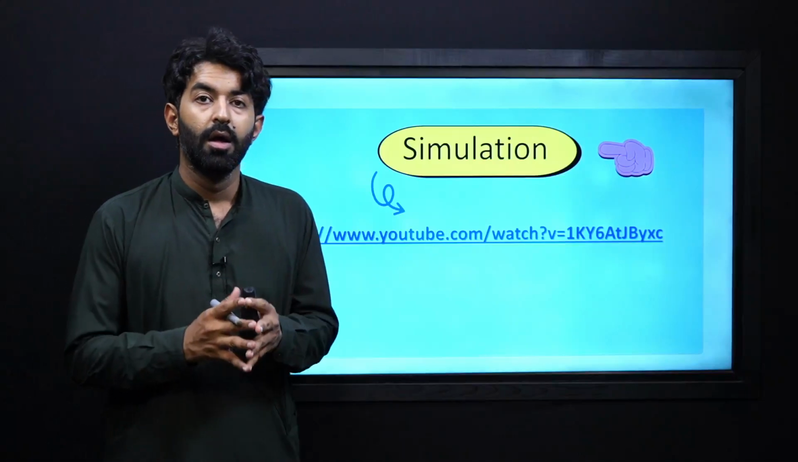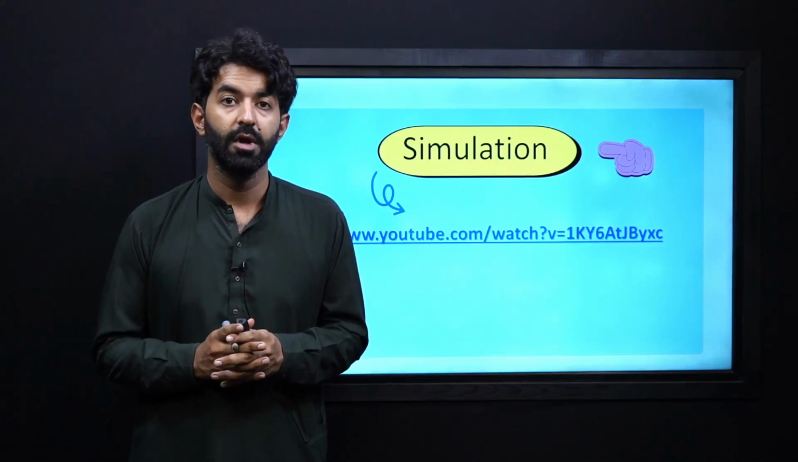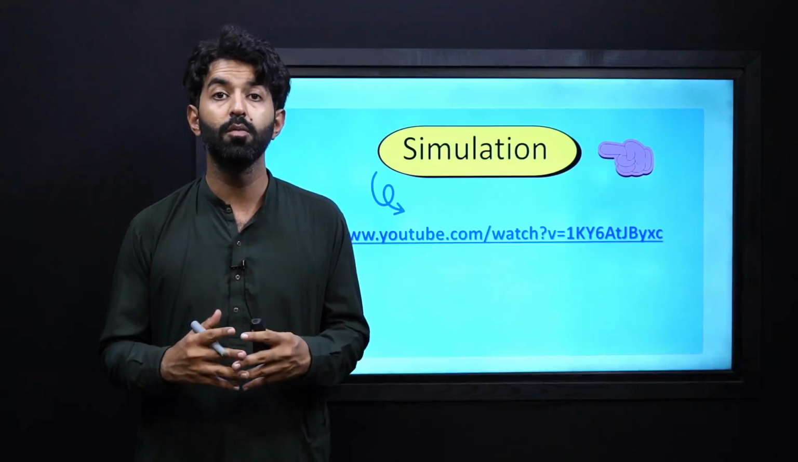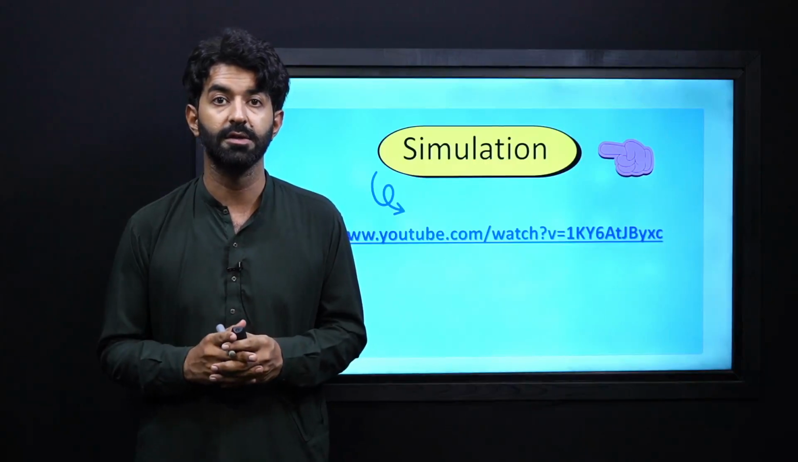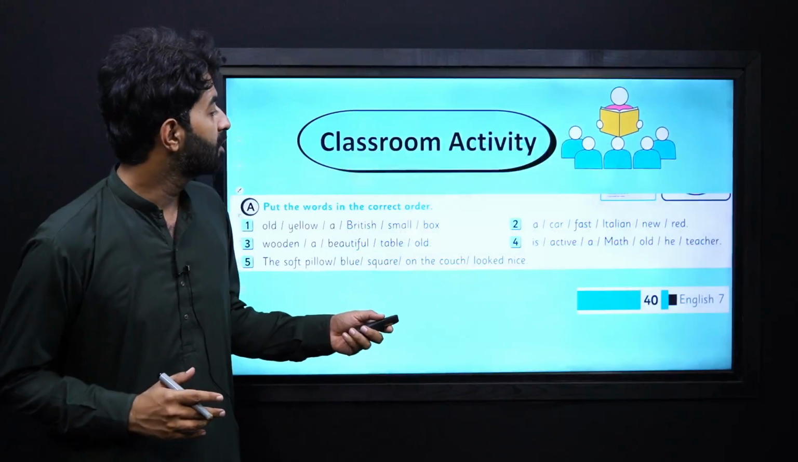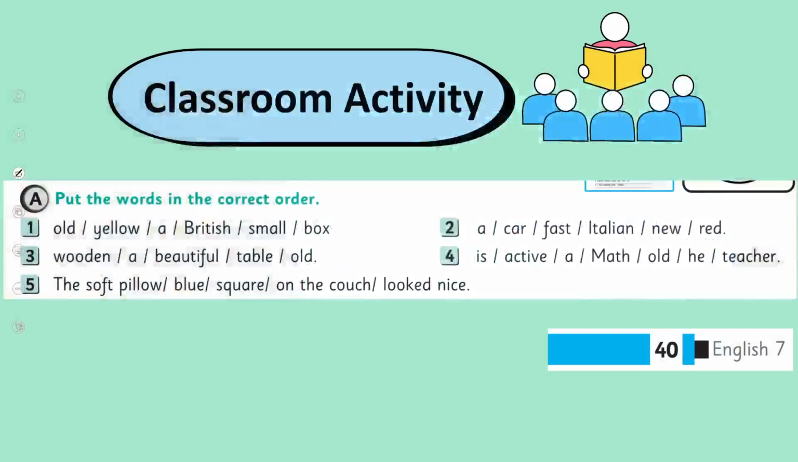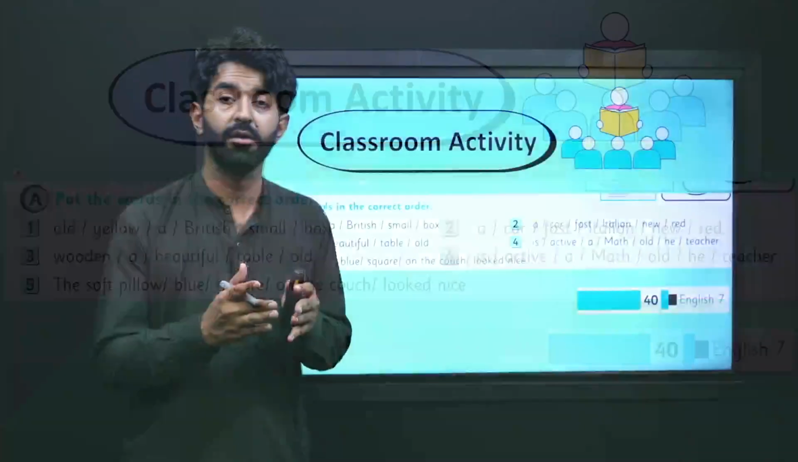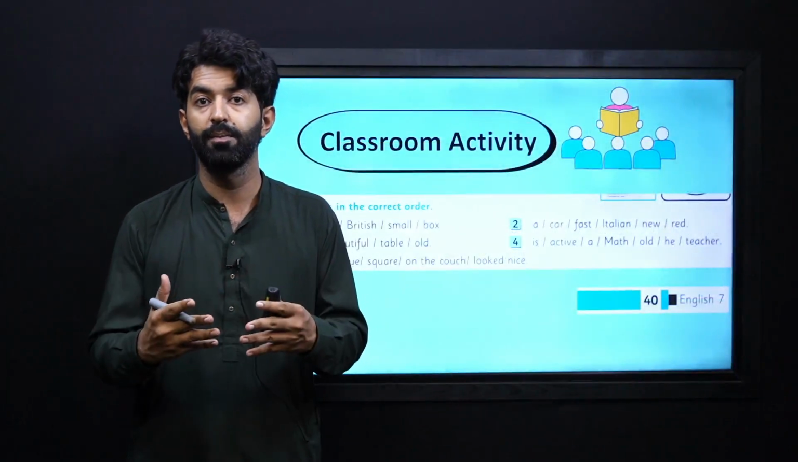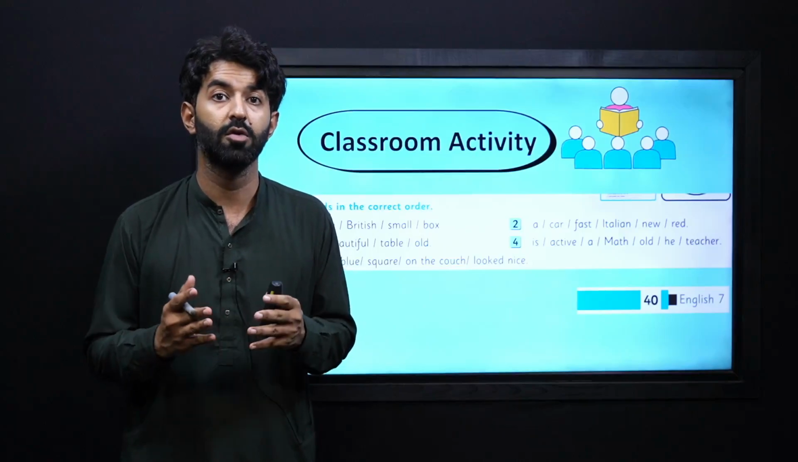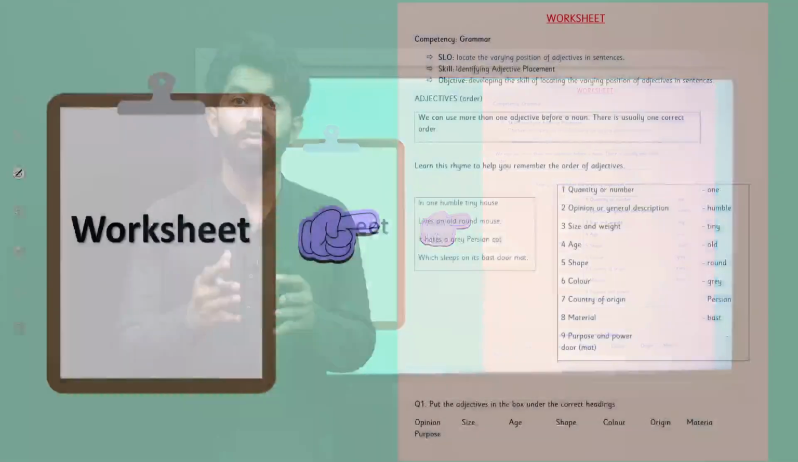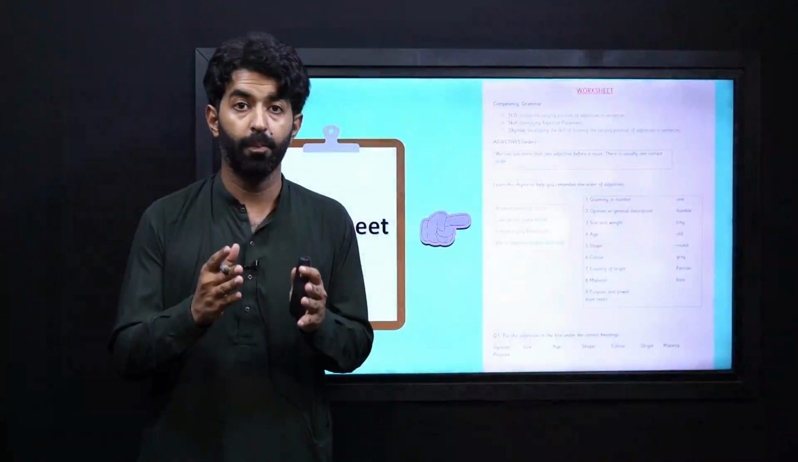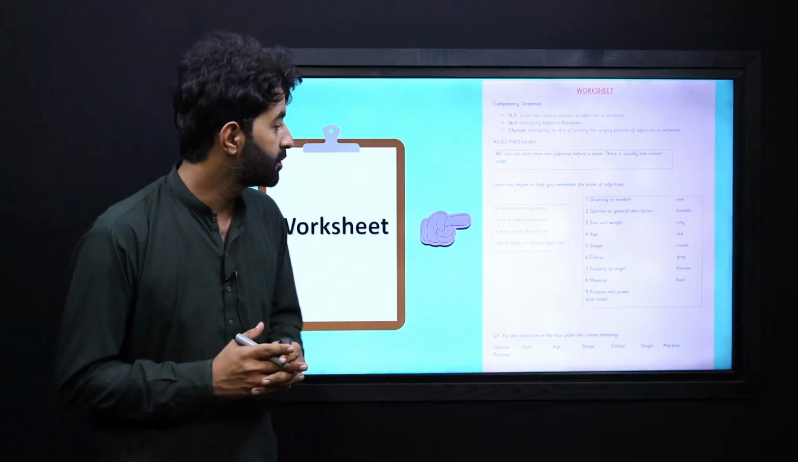Now, after learning about all these, you can watch this simulation video to learn more about the positioning and order of multiple adjectives in your sentences. My dear learners, here is your classroom activity where you can see that there are a lot of different words in different points. Now you need to make up some sentences by following the right order. This is your worksheet where you will be dealing with the positioning and order of adjectives.